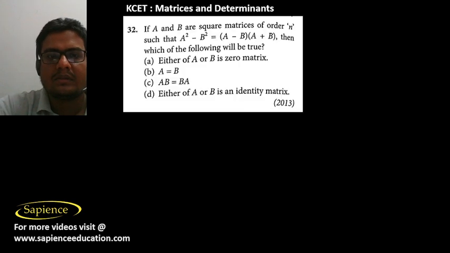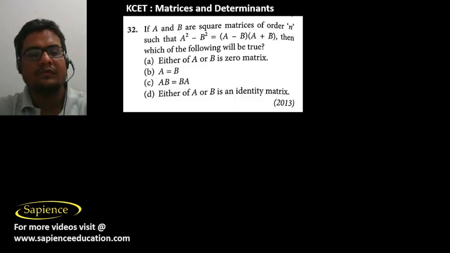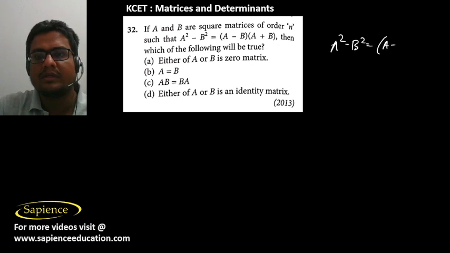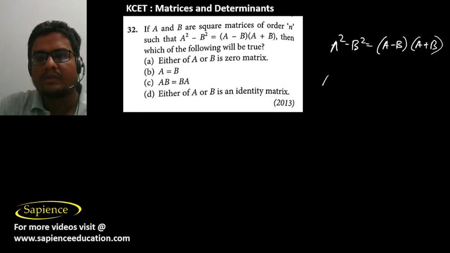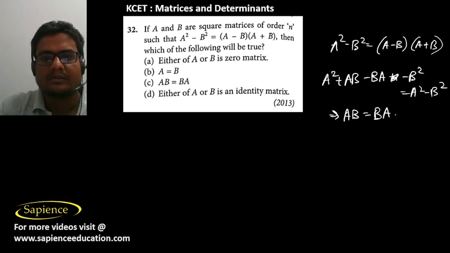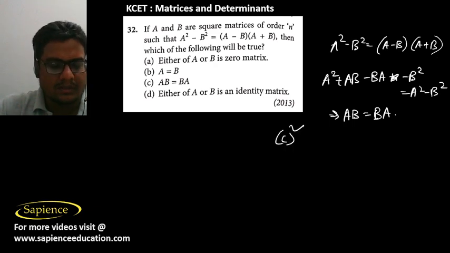Now in question number 32, it is told that if A and B are matrices of order n such that A square minus B square is equal to A minus B into A plus B, then which of the following will be true? So it means that A minus B into A plus B will be A square minus AB plus BA minus B square, which is equal to A square minus B square. It means that AB should be equal to BA. AB should be equal to BA. Means option C is the correct answer.